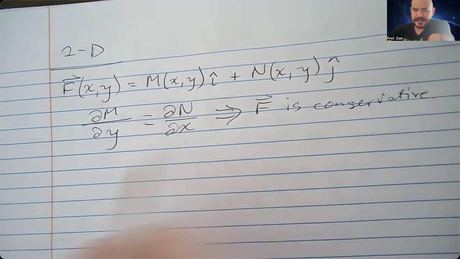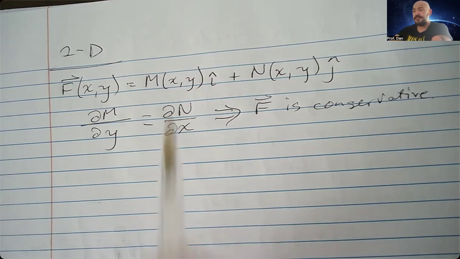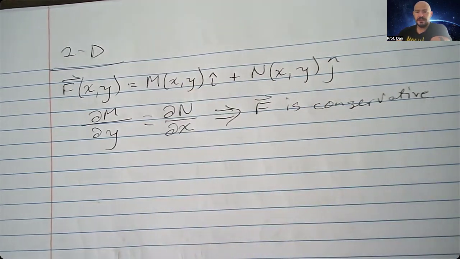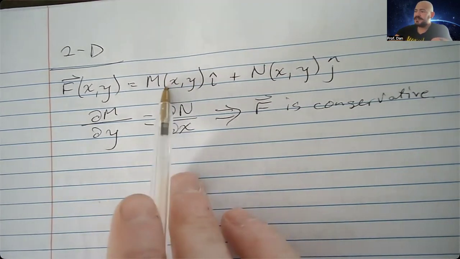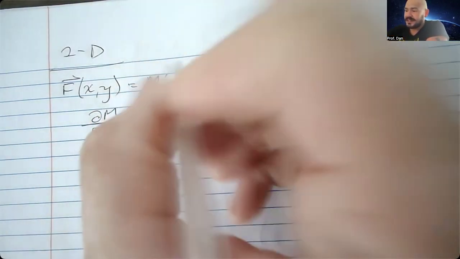And let's break this down a little bit. Why are these derivatives important? Because let's think about something. If F is conservative, remember, what does that mean? That means that F is the gradient of some other function. And if F is the gradient, remember that means that M and N are already first partial derivatives of whatever function F is the gradient of.